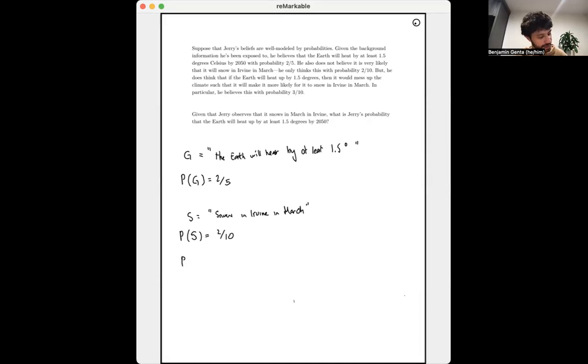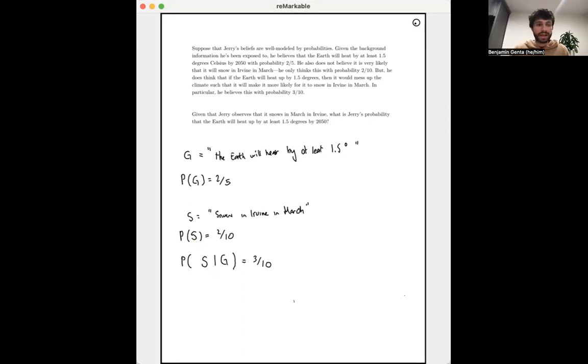Well, what this means is that for Jerry, given that global warming is true, remember, he doesn't believe that with very strong probability. He only believes it with 2/5, right? But given that it's true, if you tell him it's true, then he thinks that the probability that it will snow in Irvine in March will be higher than just his unconditional probability that it will snow in Irvine in March. Namely, he'll believe it with 3/10. So note that the probability of S given G is higher than the probability of S.